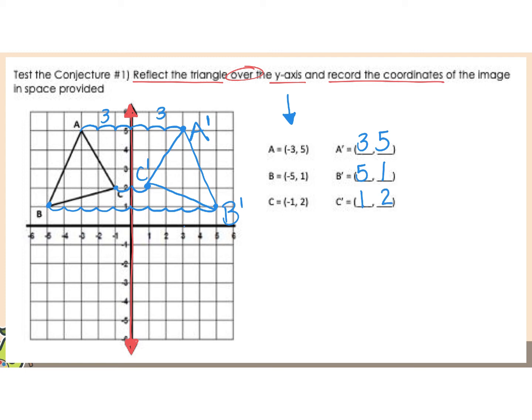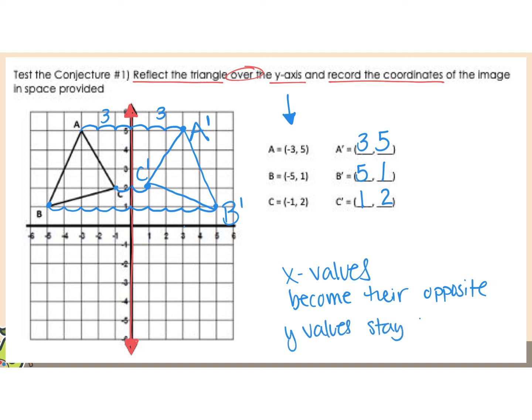Okay? So what you're going to see on your conjecture is that whenever you reflect over the y-axis, all your x values become their opposite. The y values stay the same. So let's look at that. Did that actually happen? A was -3, now it's positive. B was -5, now it's positive. C was -1, now it's positive. So all of our x values, which is the first number in the ordered pair, they flipped and became their opposite. The y values are exactly the same, right?